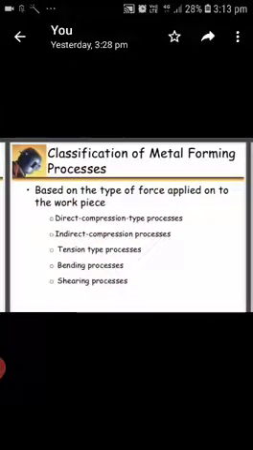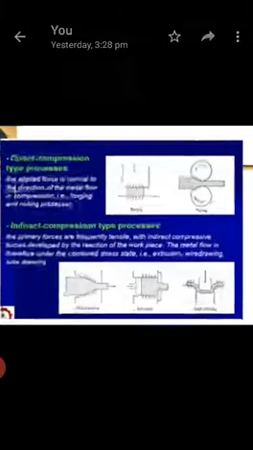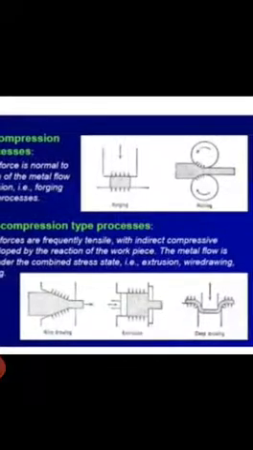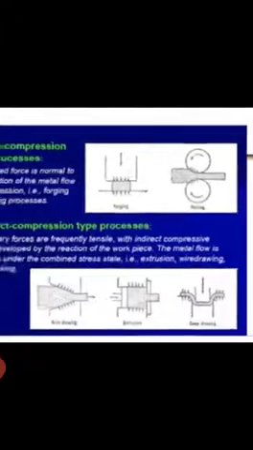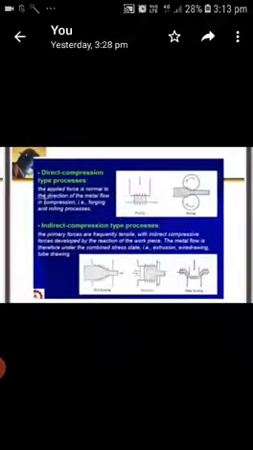So the first classification is based on the application of force. Direct means the flow of the workpiece and the applied force are perpendicular to each other, and in indirect force the applied force is tensile in nature. In indirect, they are not perpendicular to each other, unlike direct.